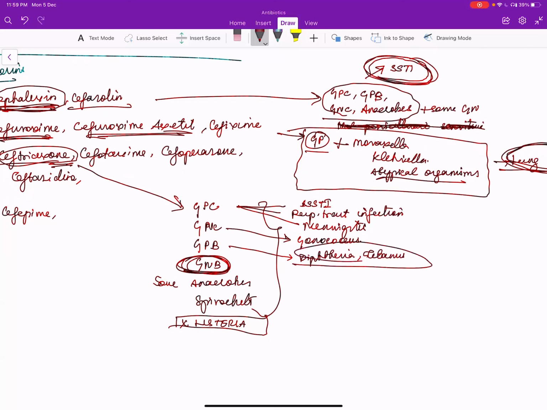Gram negative best. So UTI, can it be used? Definitely. Diarrhea, can it be used? Definitely. Peritonitis, can it be used? Yes. Spirochetes, syphilis, it can be used. Leptospira: you know, the drug of choice is ceftriaxone.